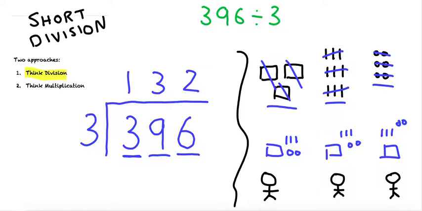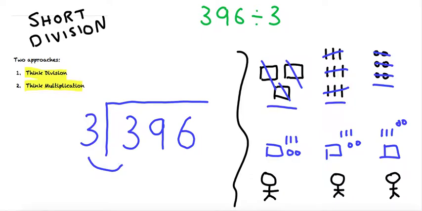Let's have a look at the second approach, thinking multiplication. Either way, we get the same answer. It's just a different way to approach it. And like I said, you can choose the way that suits you best. So instead of working this way, when we use this second approach, we actually work in the opposite way, this way.